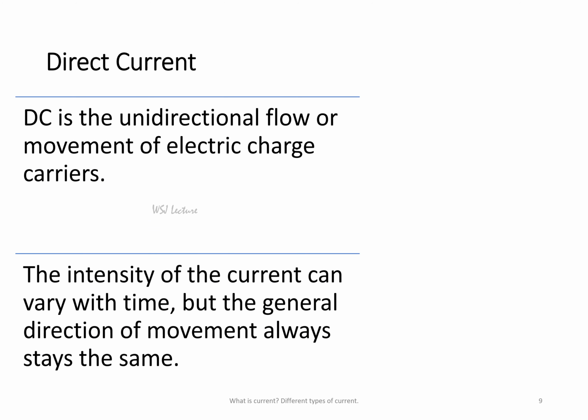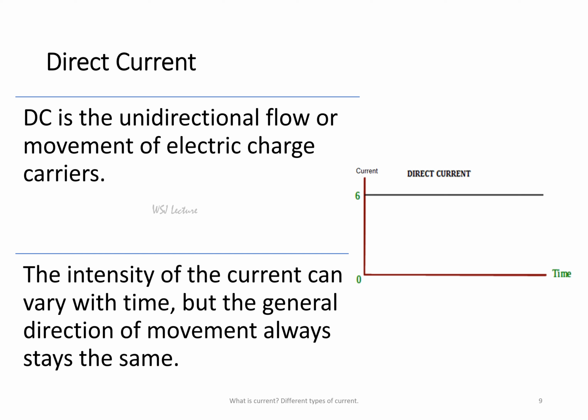Direct current. Direct current is the unidirectional flow or movement of electric charge carriers. This graph shows the flow of direct current. The intensity of the direct current can vary with time but the general direction of the movement always stays the same. In this graph, you can see that a 6 amps current is flowing for a particular duration of time and there is no change in current.